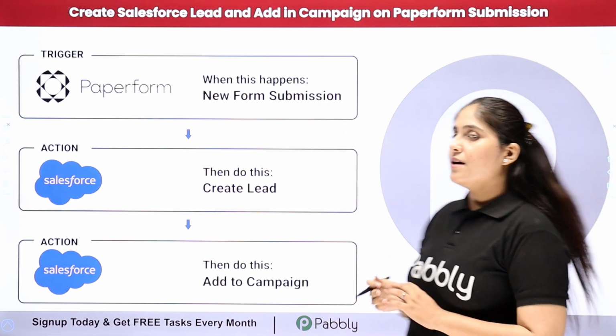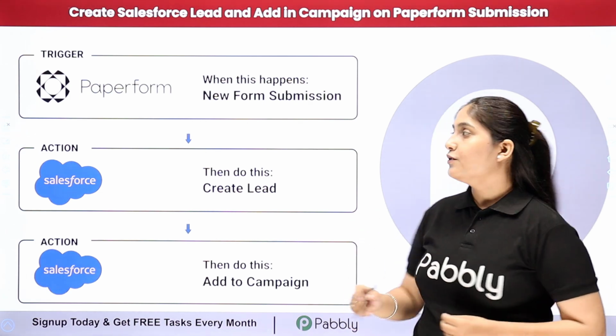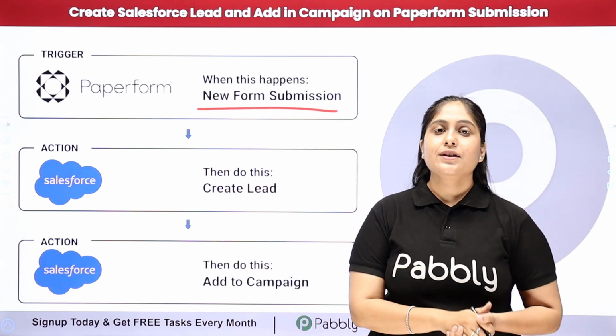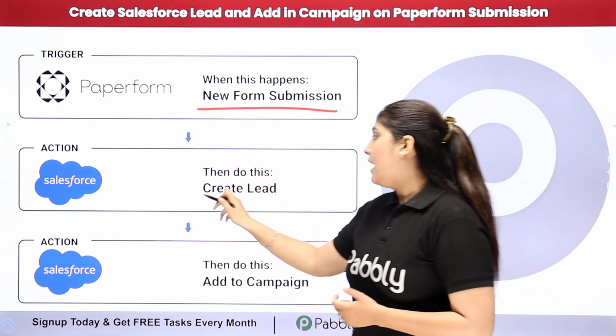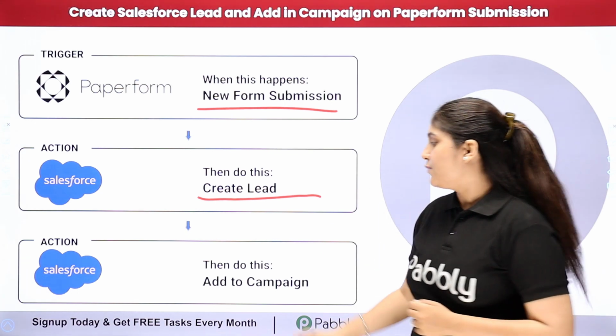In this video, we are going to understand how to create a Salesforce lead and add it to a campaign on Pabbly form submission. So my objective is that whenever I receive a new form submission through my Pabbly form, then automatically, using the details, it should create a new lead in my Salesforce account. And after creating a lead, that lead should automatically be added to a campaign in my Salesforce account.